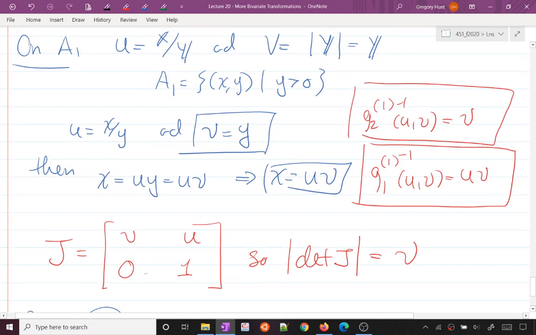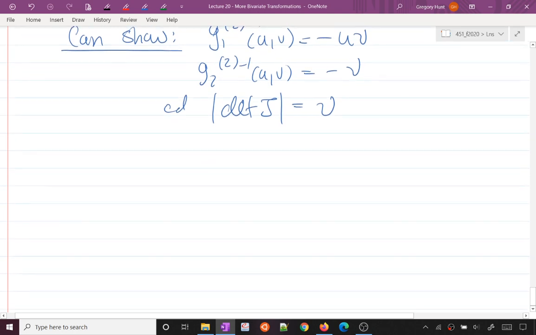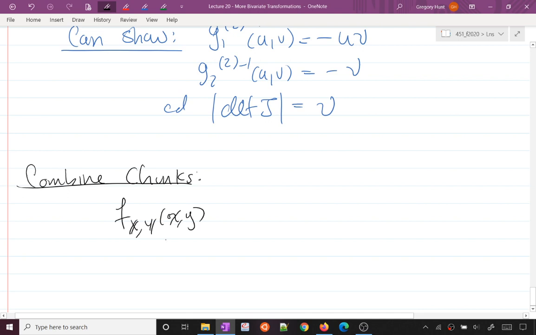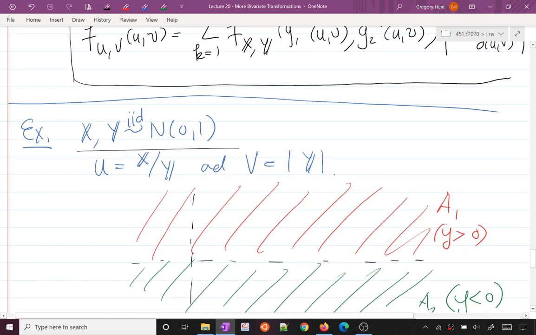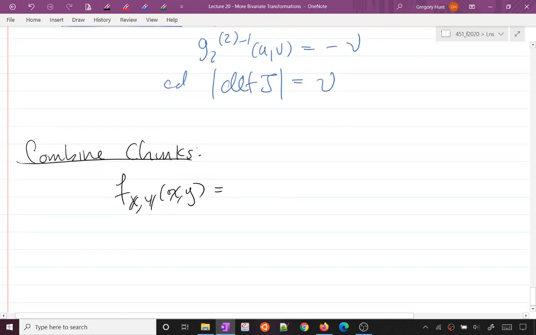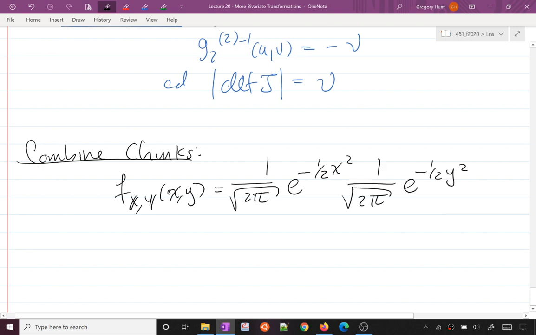So we get the inverse function, we get the Jacobian for each of the two chunks, and then we combine the chunks. So f_XY of x,y, the joint PDF of x and y, what did we say they were? Let's go back up. We said that x and y are IID standard normal. So that's pretty straightforward to get. The joint PDF is the marginal of x times the marginal of y. The marginal of x looks like this, and the marginal of y correspondingly looks like that.